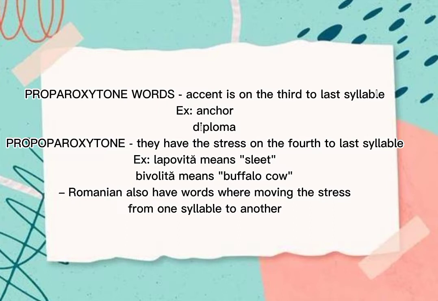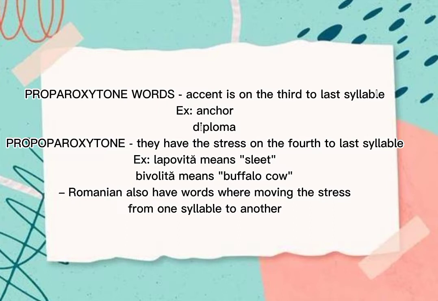And the next one is the preproparoxytone words, in which the accent is on the fourth to last syllable. These words are not so common, and they're usually polysyllabic feminine nouns that are rarely used in daily vocabulary, and many of them are archaic words. Example, lăpoviță, meaning sleet, or bivoliță, meaning buffalo cow.